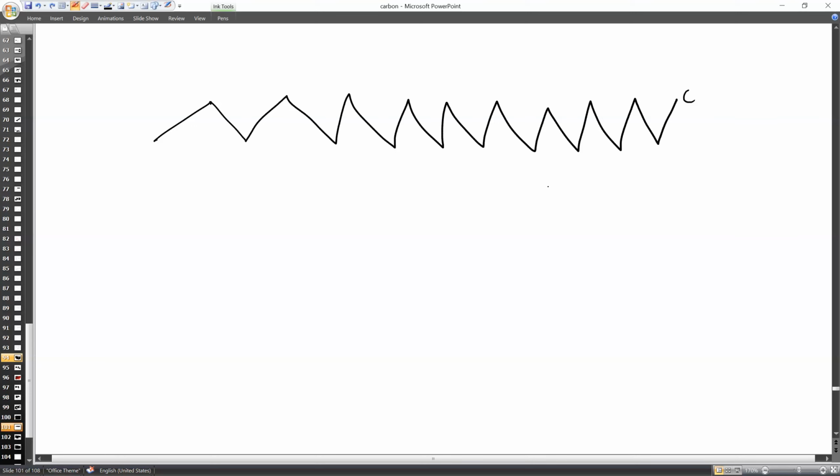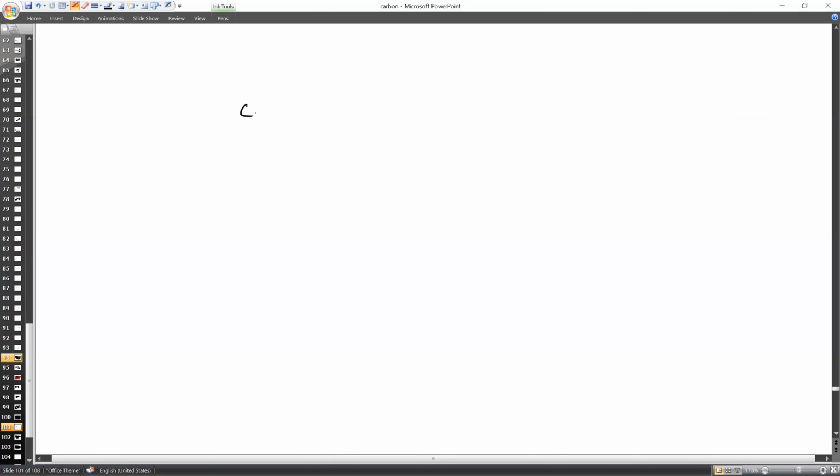if I write it like this, C17H35COO, this has valency 1, and this magnesium has valency 2. So we write it in a whole bracket like this. Actually, this is insoluble in water.